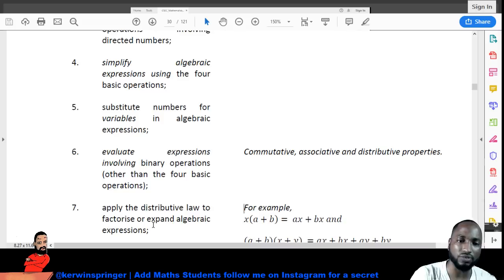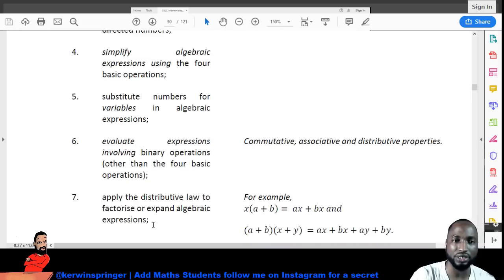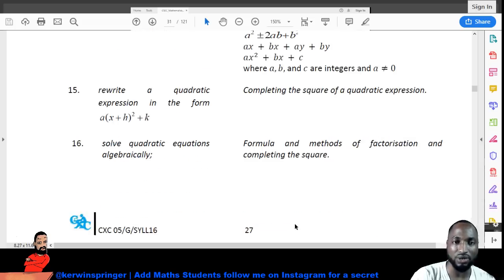Apply the distributive law to factorize or expand algebraic expressions. So you need to understand how the distributive law works. This is when you have one thing outside, or this is when you have two. And that's common in algebra. We're going to do a lot of algebraic questions.